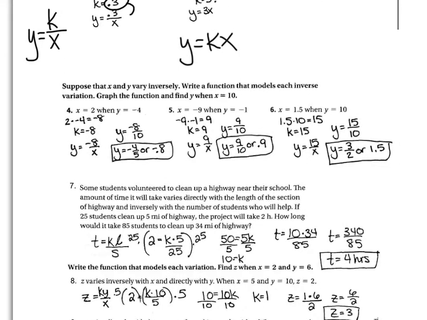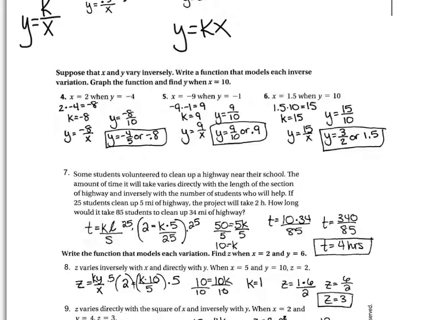x and y vary inversely. When we have the words vary inversely, I know this is a little bit different. To find the k value, because we're not inserting k and we're literally finding it, you have to multiply them together. So 2 times negative 4 gives you a k value of negative 8.